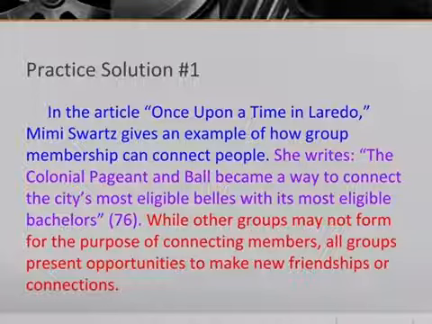The introduction introduces the author, article, and context. The signal phrase is "she writes." We have the quote and the parenthetical citation, and we have a sentence explaining the relevance of this pageant and ball to group networking as a whole.